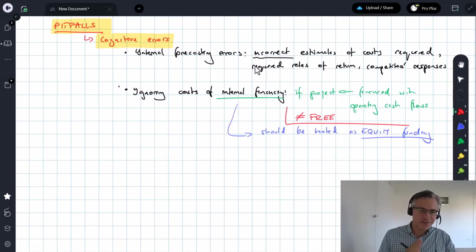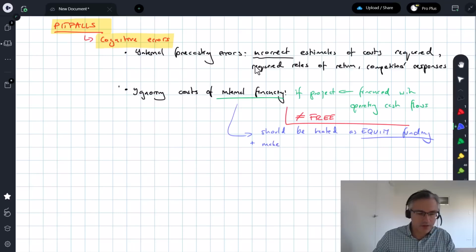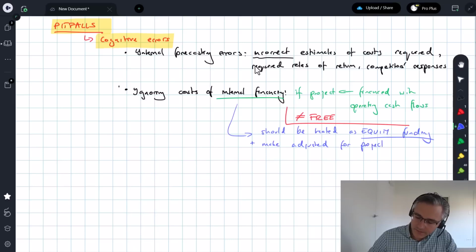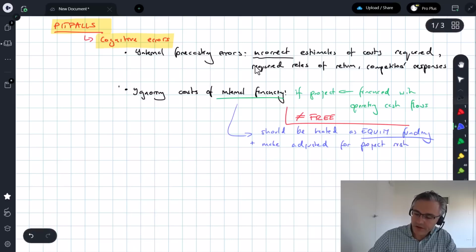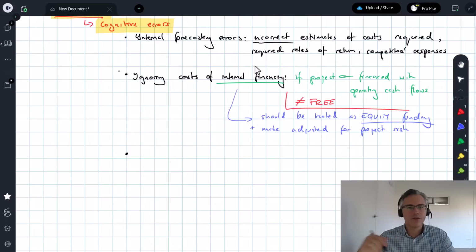There are specific questions even on this at the end of the relevant section. But always remember that project required rates of return have to be adjusted for project-specific risk. So don't just have one hurdle rate of return for judging projects. Make sure you appropriately adjust it for the risk specific to that given investment.